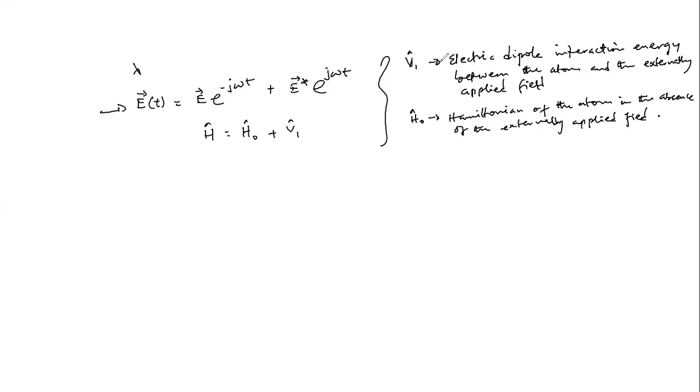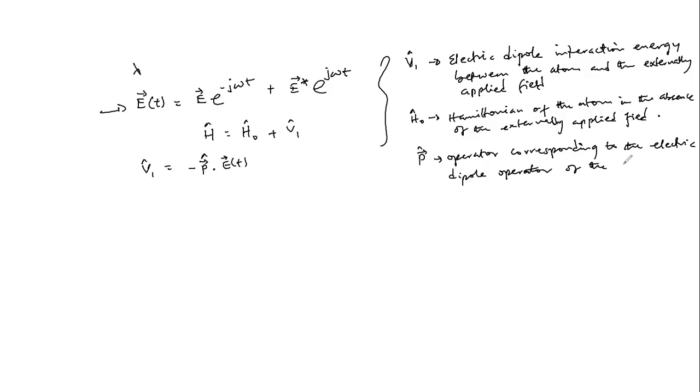So consequently, the electric dipole interaction energy between the atom and the externally applied field, V sub 1 hat, is given as negative vector P hat dot vector E of t, the electric field component. And there, the vector P hat is the operator corresponding to the electric dipole operator of the atom.